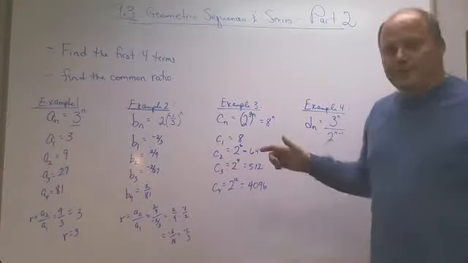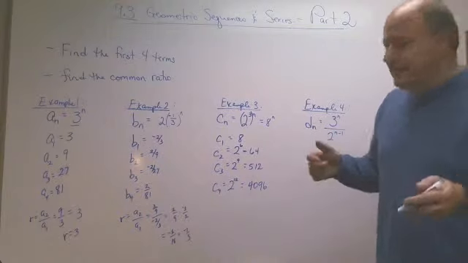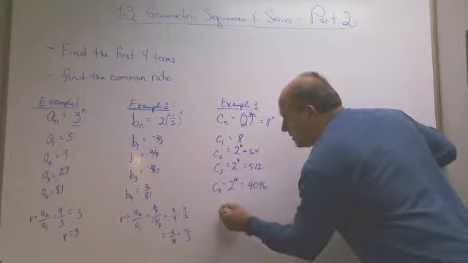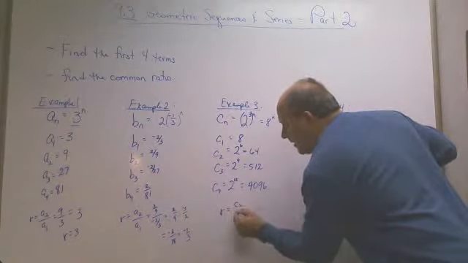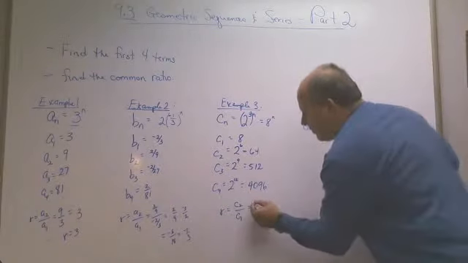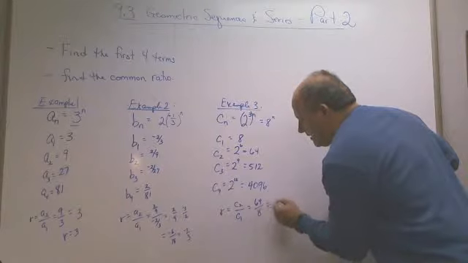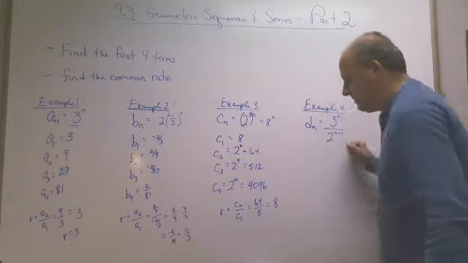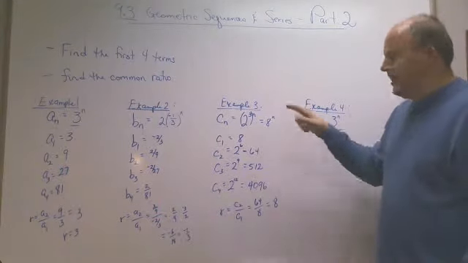Now, you don't want to remember any of that junk. You just do the division. So r is equal to the second term divided by the first term. The second term by the first term would be 64 divided by 8, and 64 divided by 8 is 8.